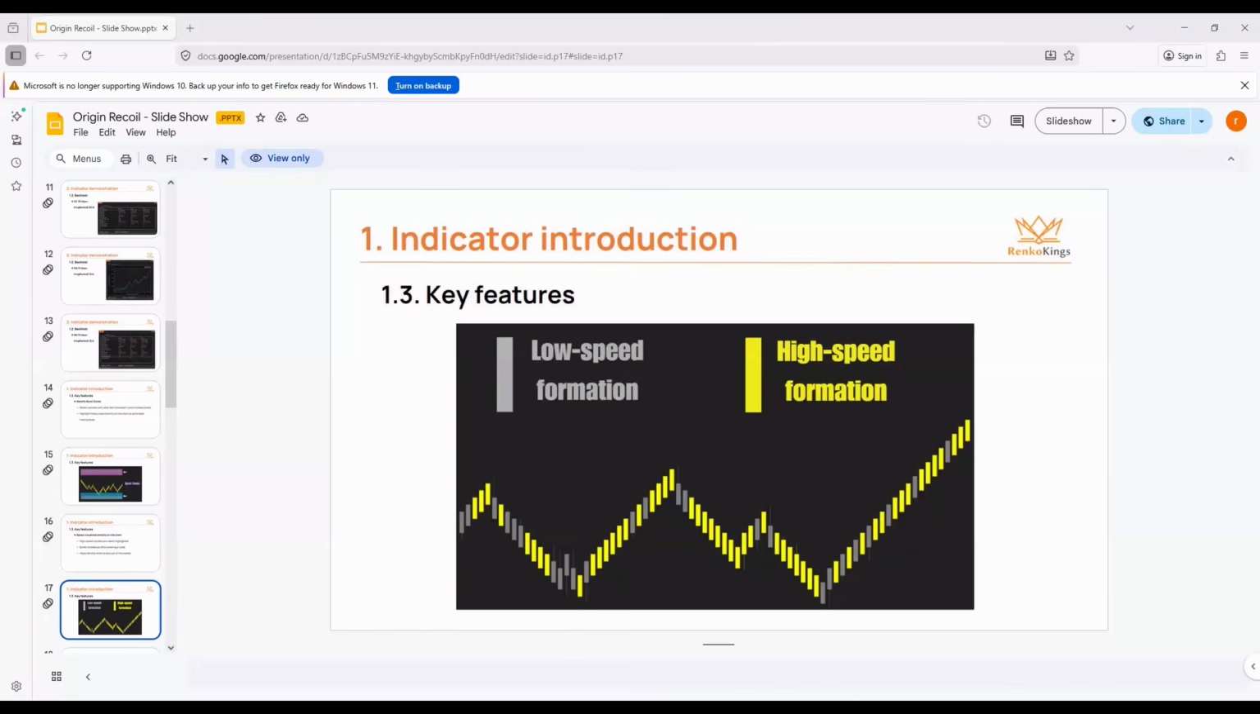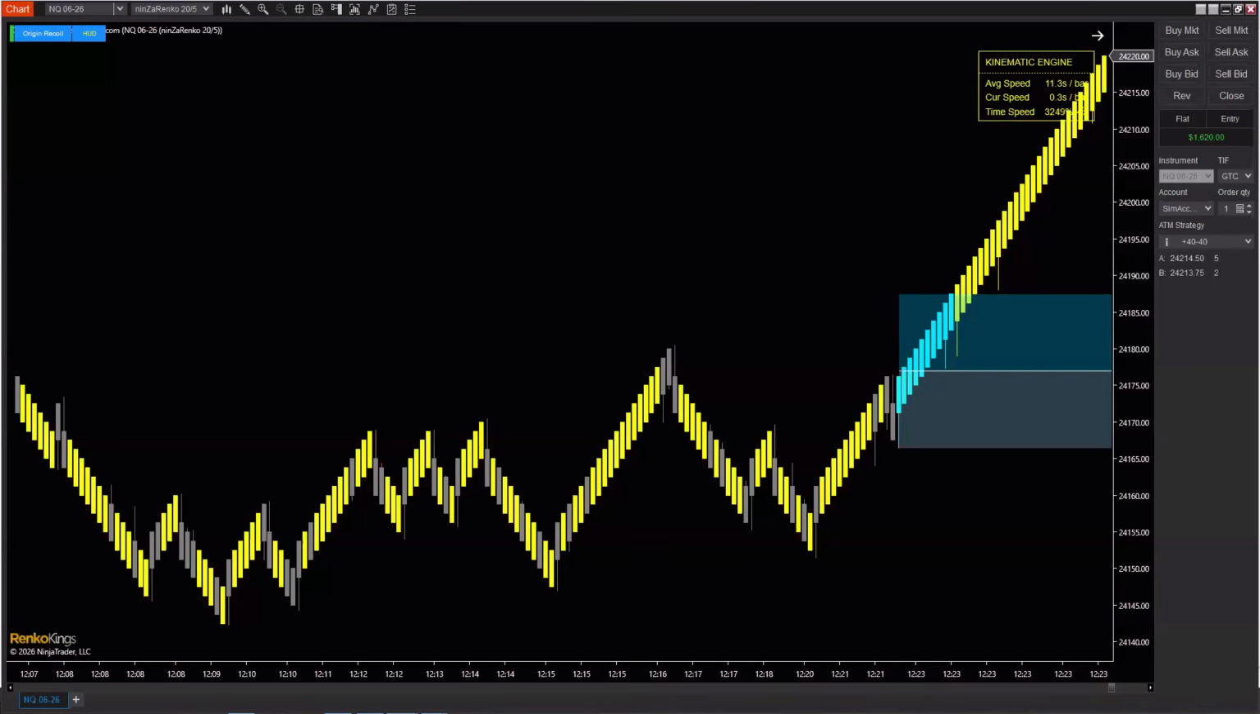One minute here. Maybe I can explain it even better when we are looking at a chart. One minute, let me find it. So it's this one. All right, so let me start explaining this. This is the ninZaRenko bar, right?